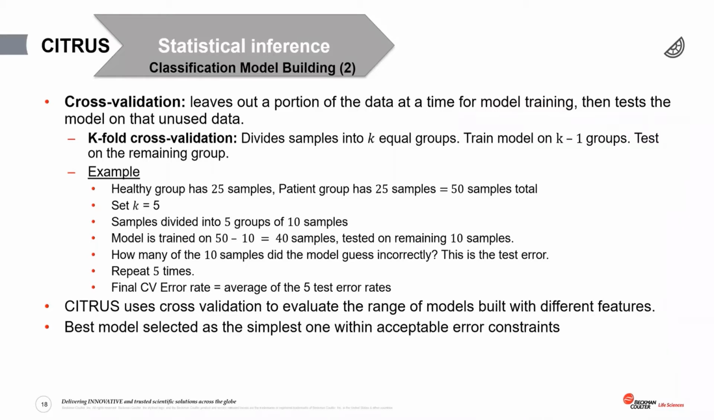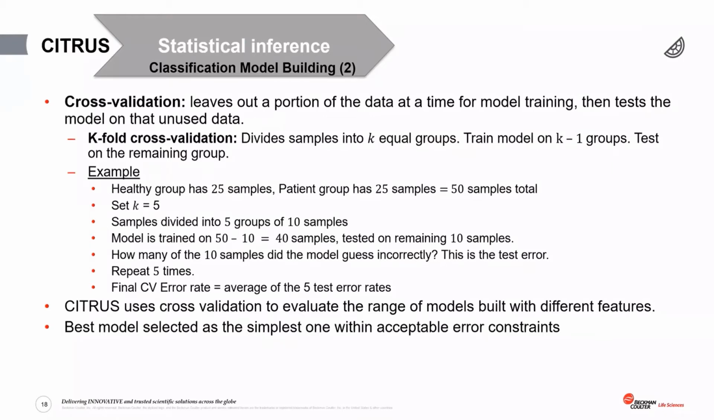you want to use. For example, if you're comparing a healthy group of 25 samples and a patient group of 25 samples, you have 50 samples total, and choose a cross-validation fold of 5. Your model will be built on 40 samples and tested on the leftover 10 samples, picking if each of those 10 samples came from a healthy or patient subject. The number of times the model guessed incorrectly is called the test error rate. The prediction is then repeated 5 times for each cross-validation fold, and the final cross-validation error rate is the average of the 5 test error rates.